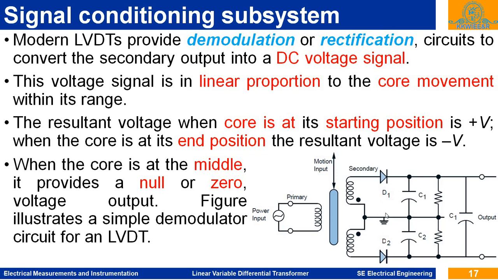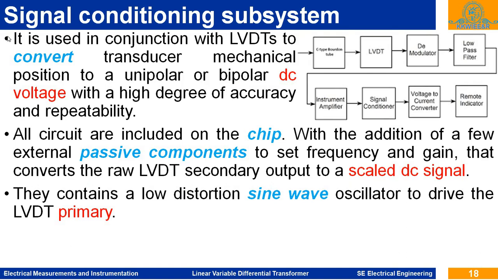So D1, D2 are there, and center tapped coils are there. With respect to the AC supply, D1 will convert the positive cycle into DC. For the negative cycle, D2 will convert it, and C1, C2 and this resistance will act as a filter circuit. They will rectify the AC output into DC. So this diagram is shown.